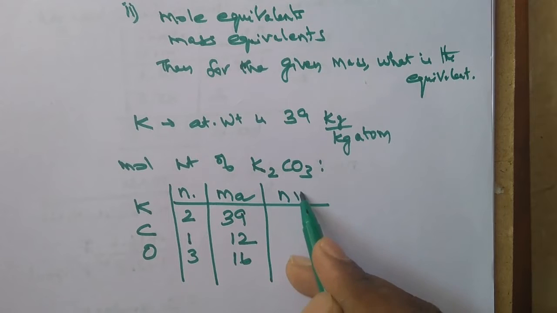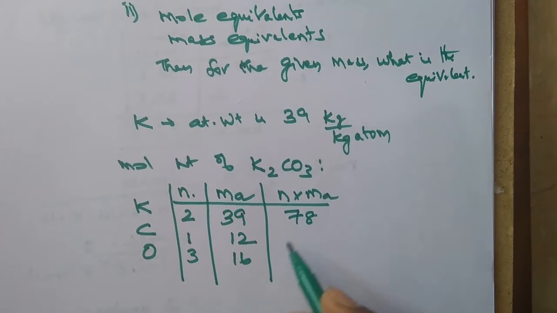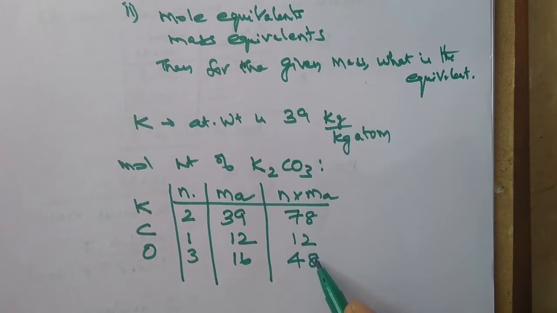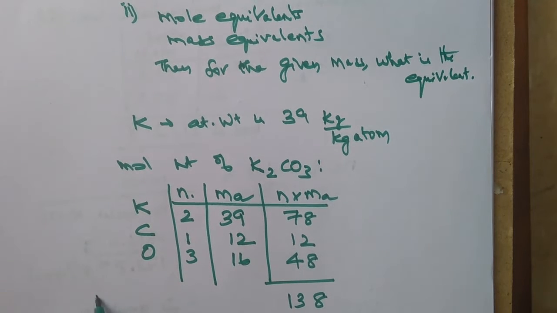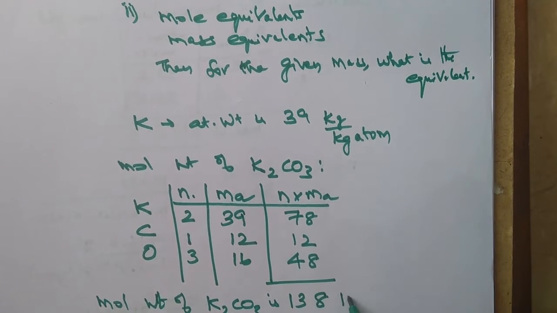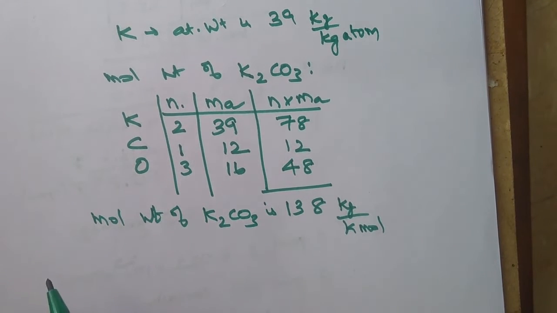Then what we will do? We are going to multiply N into Ma. So 2 into 39 is 78, 1 into 12 is 12, 3 into 16 is 48. So the total is 138 kg per kg mole. So the molecular weight of K2CO3 is 138 kg per kilomole.